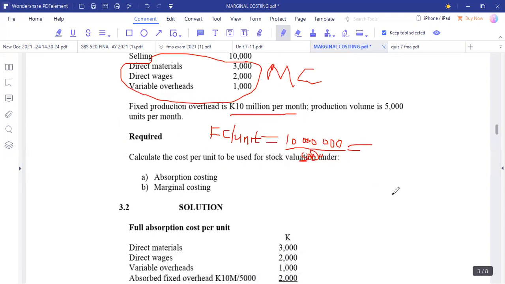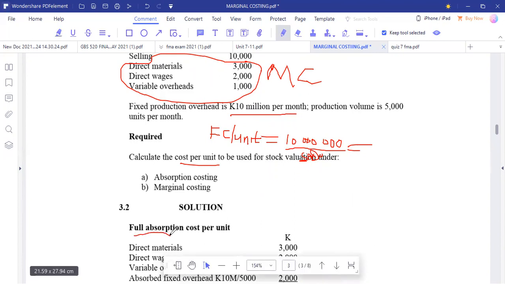Now calculate the cost per unit, to be used for stock valuation under absorption costing and under marginal costing. Absorption costing considers the product cost in terms of the variable cost per unit and the fixed cost per unit of a product to find the total cost per unit of a product.